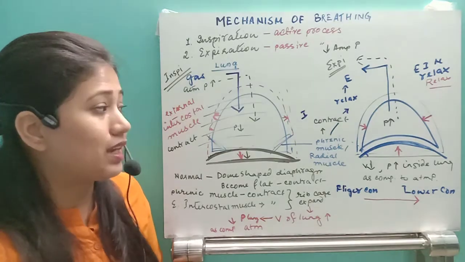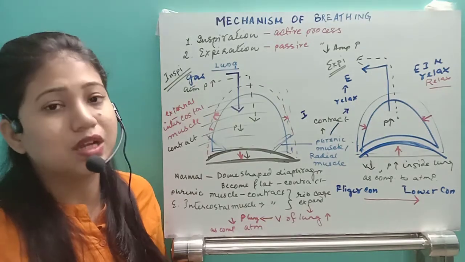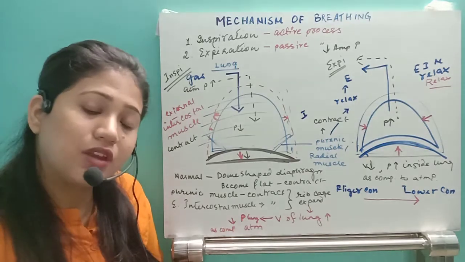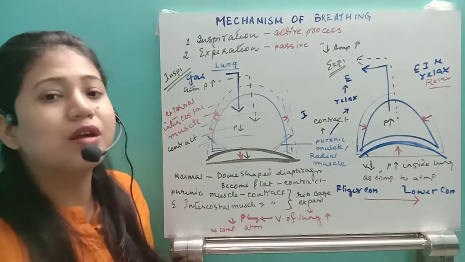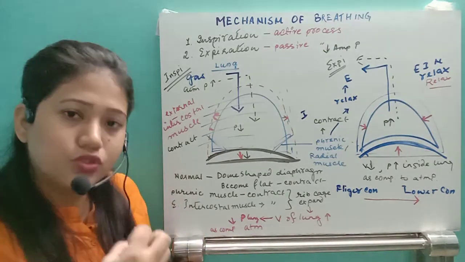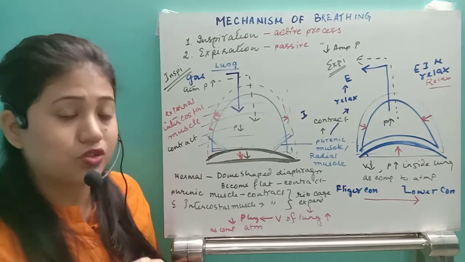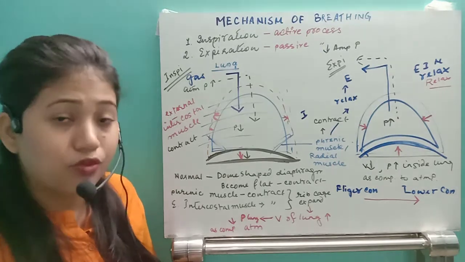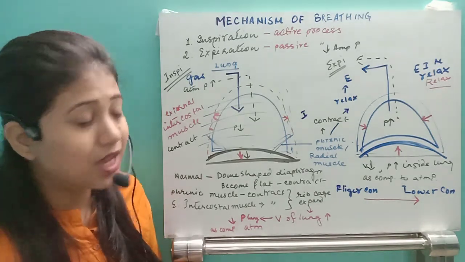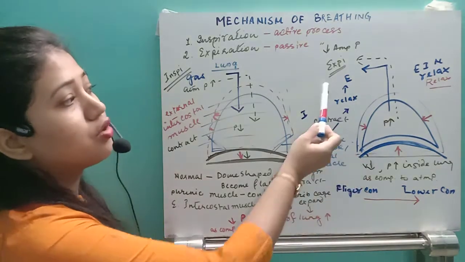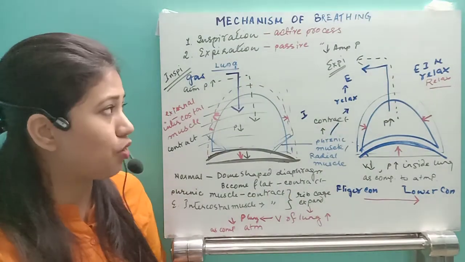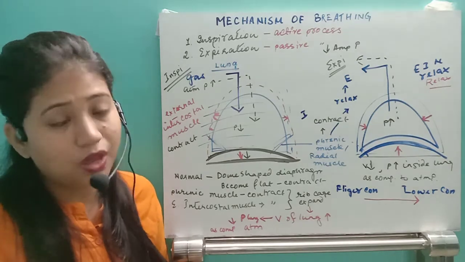And exactly the opposite will happen in expiration, because here the phrenic muscle relaxes, the external intercostal muscle relaxes, and the diaphragm also relaxes. Whenever it relaxes, it becomes dome shaped. So that makes the volume decrease. If the volume is decreased, the pressure will increase. So the gas will move from the region of higher concentration to the region of lower concentration. That's why the gases move from the lung to outside, and that makes the expiration complete. So this is the process of inspiration and expiration. I hope you understand.